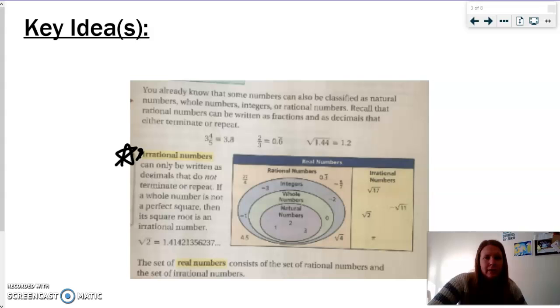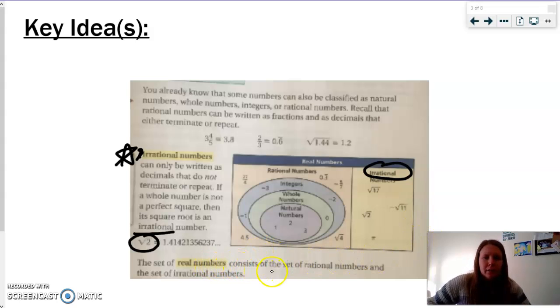If a whole number is not a perfect square, then its square root is an irrational number. We were just talking in the lesson on Friday about non-perfect squares. Like the square root of 2, when you plug it in a calculator and get a decimal, that's going to be considered an irrational number here. That's why they're showing things like the square root of 2, the square root of 17, the square root of 11, because they're going to give you a decimal answer.